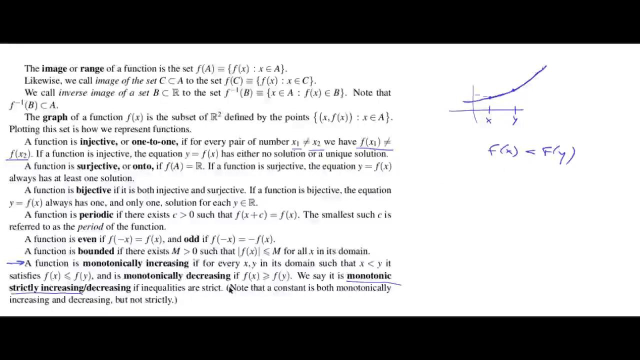So if a function is strictly increasing or decreasing, then it is automatically injective. And so it says at the end, note that a constant is both monotonically increasing and decreasing, but not strictly. Okay. So this is the same that we have been saying. And so that's it for this part.